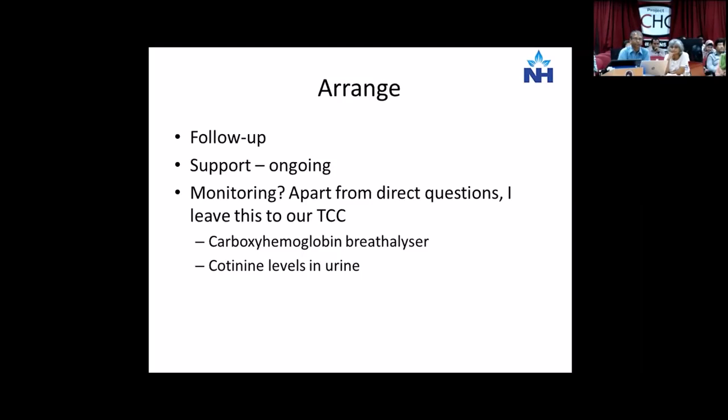Last of all, we arrange for follow-up. We provide ongoing support. They can ring me up anytime in the clinic. And apart from this, we need to monitor whether they're really sticking to their quitting effort. But apart from direct questions, which I trust the patient will be honest with me, I leave the more detailed parts, carboxyhemoglobin, breathalyzer, the cotinine levels in urine, to our tobacco cessation team.